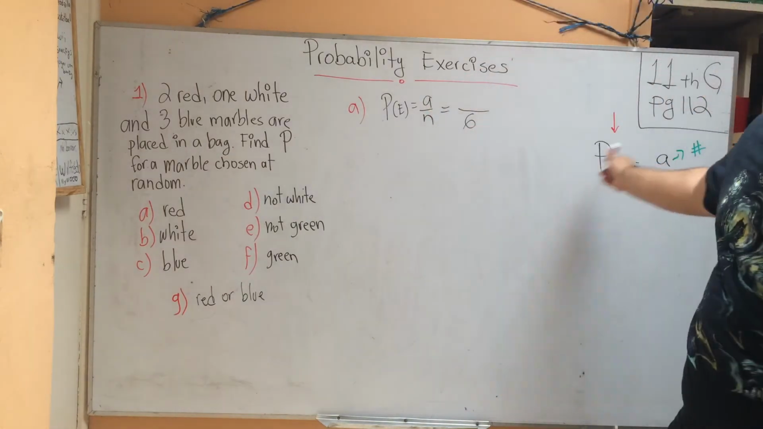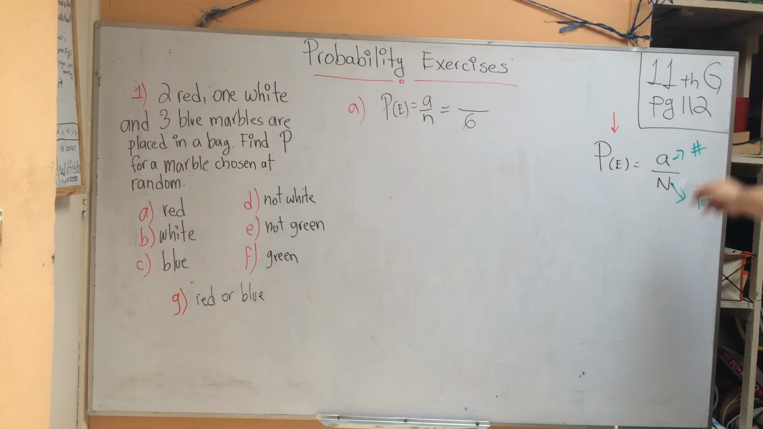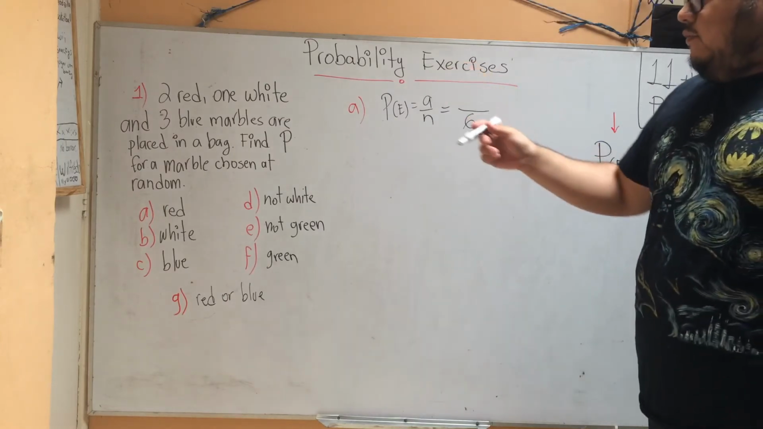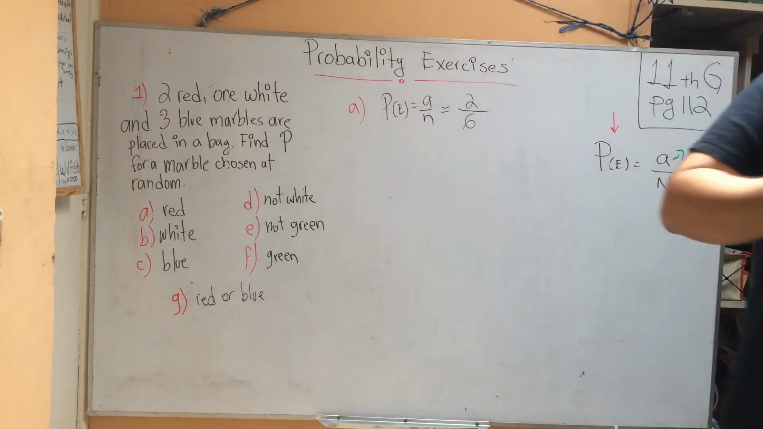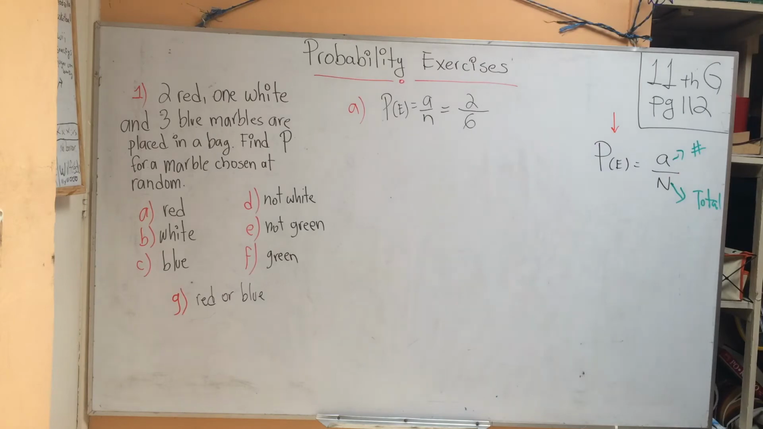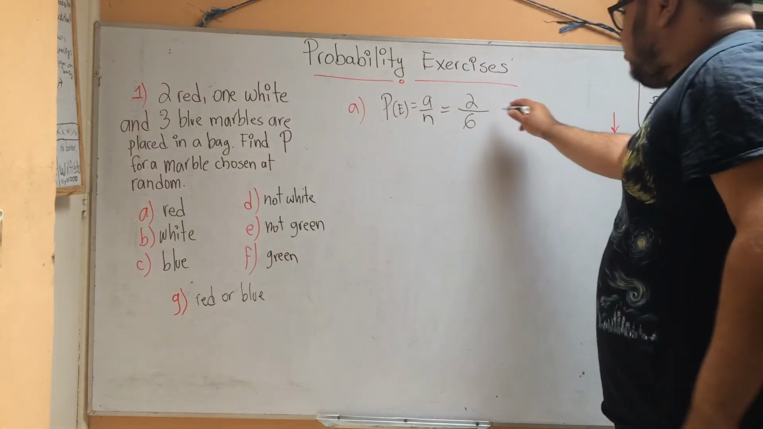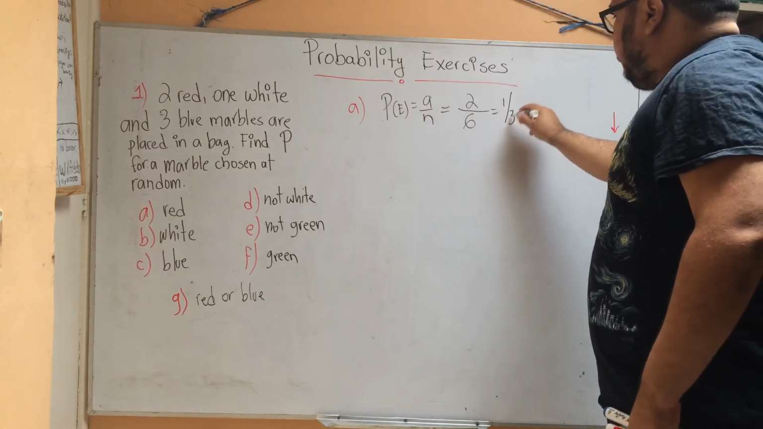Remember A in the formula? The number of results that we're looking for is A. Okay, so out of the two reds, that's what we're looking for. So this is the probability of getting a red marble from the bag that contains 6 marbles. Can we simplify this fraction? Yes. We have 1 over 3.